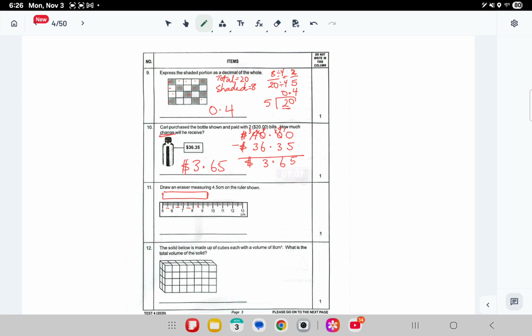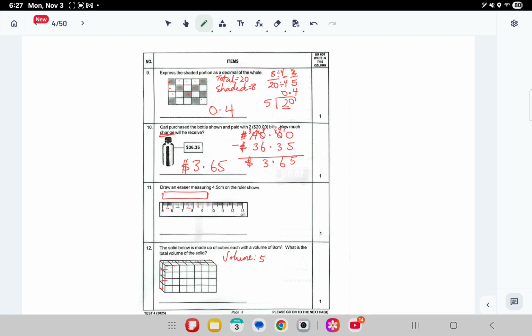Number 12. The solid below is made up of cubes, each with a volume of 8 centimeter cube. What is the total volume of the solid? To calculate the total volume, all we need to do is to calculate how many cubes form this solid. So if you check it here now, we have 1, 2, 3, 4, 5, 6, 7, 8, 9, 10, 11, 12, 13, 14. And we have 14 on the top, and we have 1, 2, 3, 4 layers. So there's 14 by 4, which is 56.